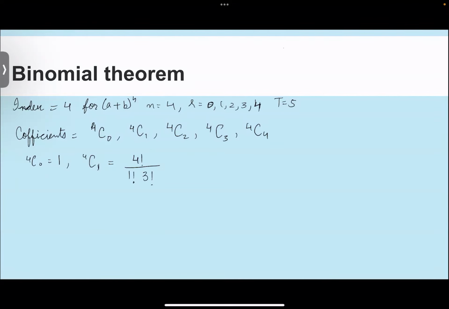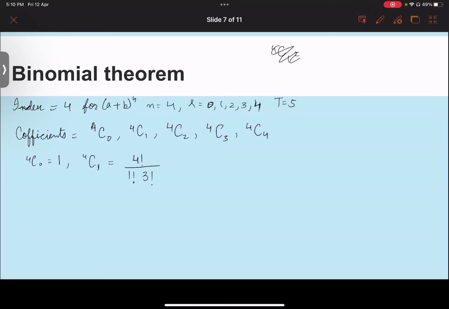Now, as we had seen, in the factorial form, 4 factorial can be written as 4 into 3 into 2 into 1. And we know that 3 factorial is equal to 3 into 2 into 1. So this part of the 4 factorial can be written as 4 into 3 factorial.